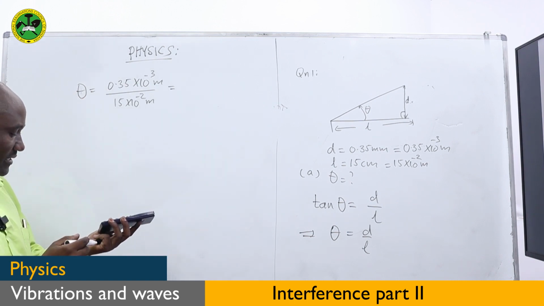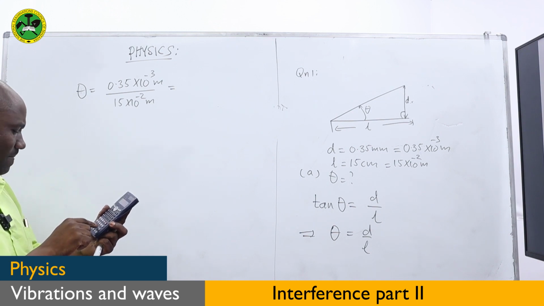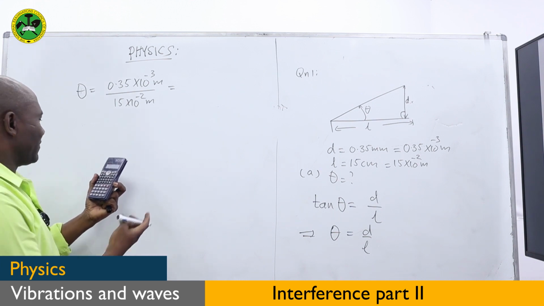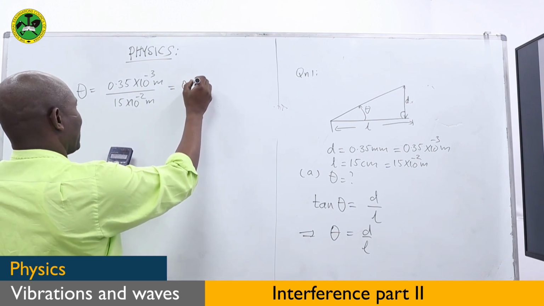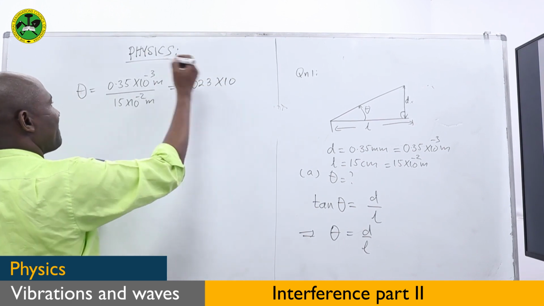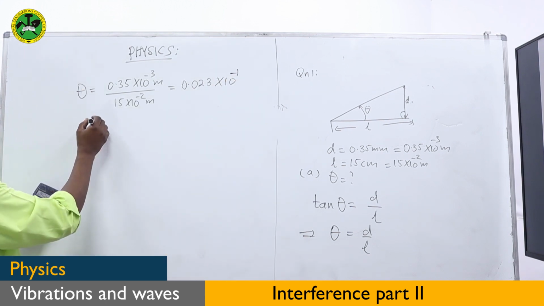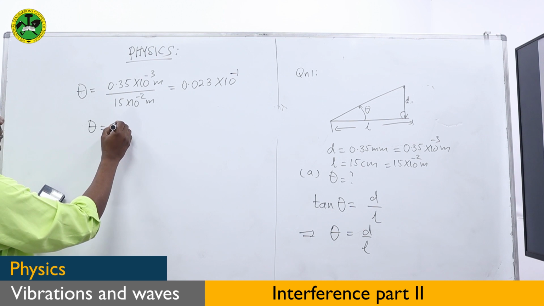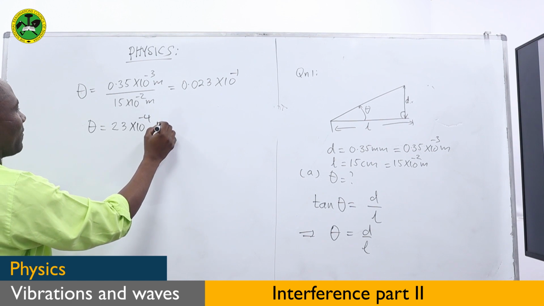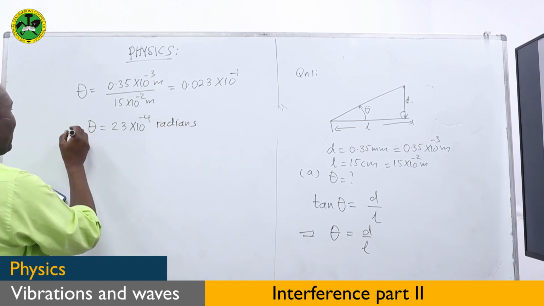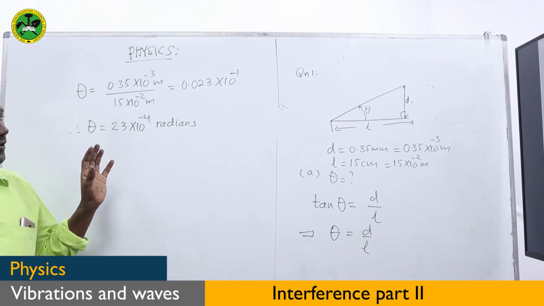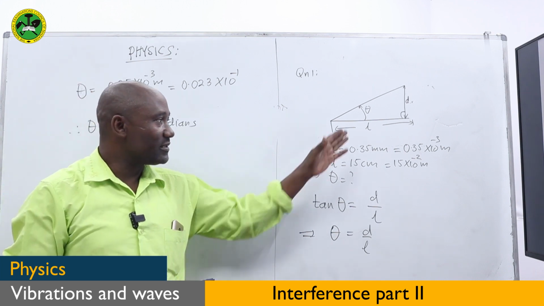So you take your calculator, 0.35 divided by 15, giving us 0.023 times 10 power negative 1. So if you take that, it is 23 times 10 negative 4 radians. That's the angle of the wedge. So if you use your calculator, you get that value. So that's how you can find the angle of the wedge from this information.